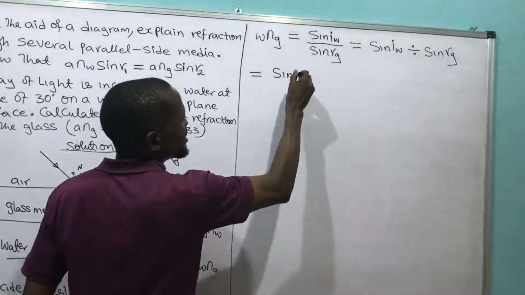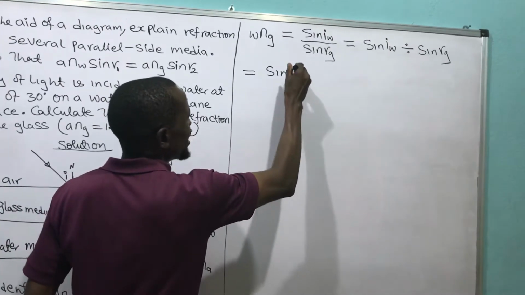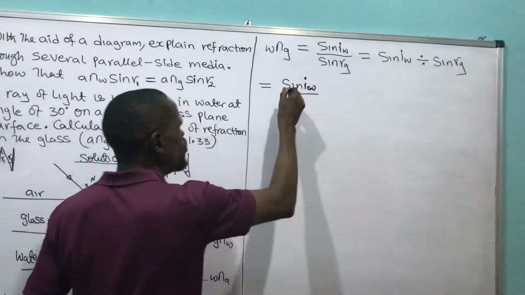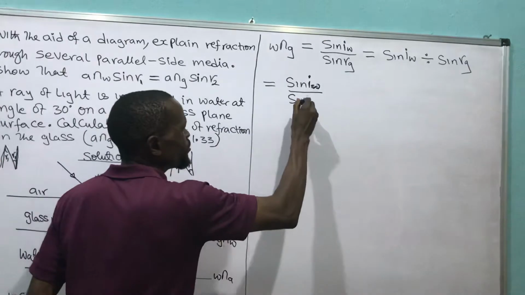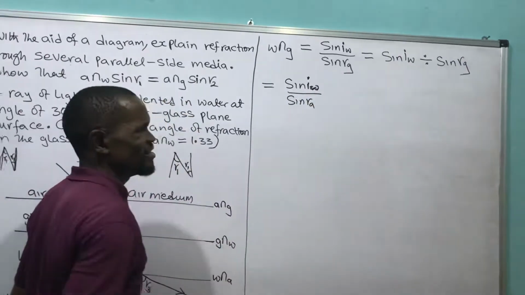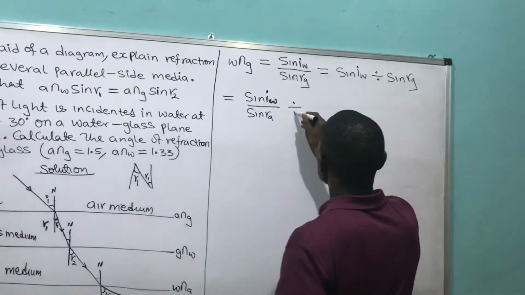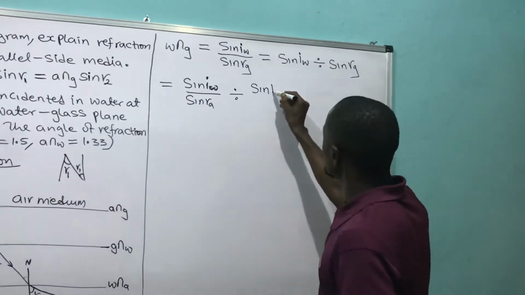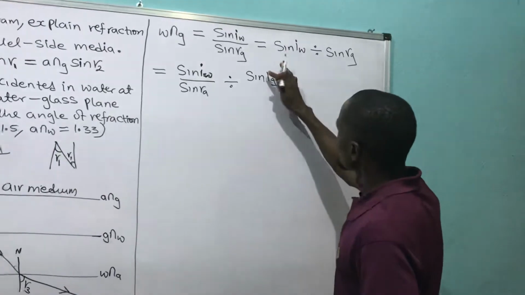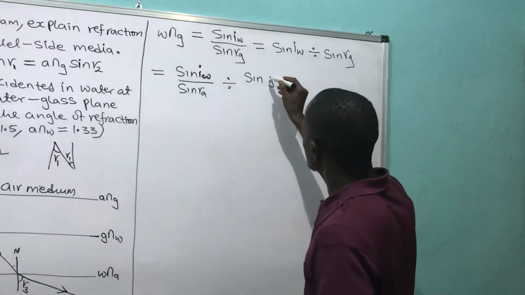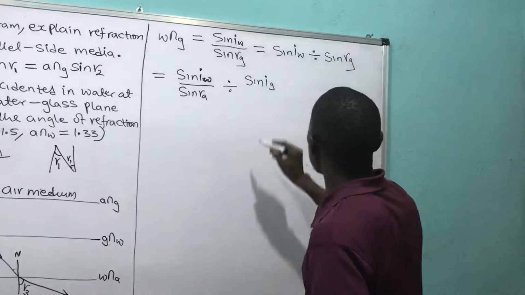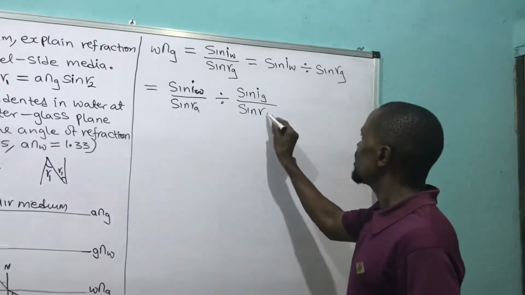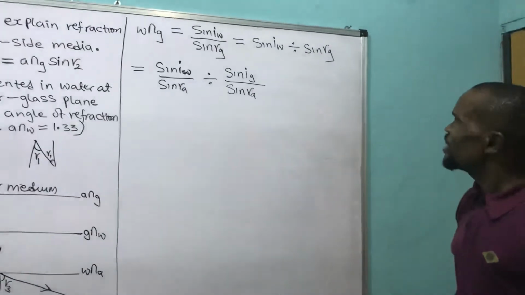sine of incident in water, I in water, W meaning water, all over sine of refraction in air, divided by sine of incidence in glass, all over sine of refraction in air. Are you going to say that?